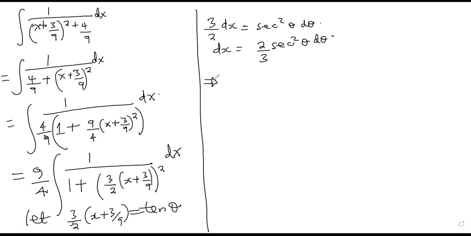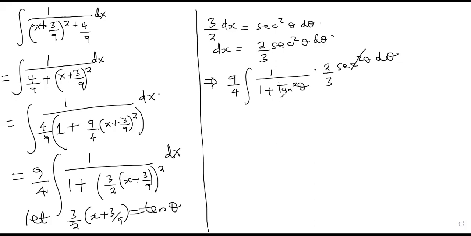Then you substitute all of them here. So you'll have 9 over 4 integral of 1 over 1 plus, if this is tan theta, then when squared it becomes tan squared theta, times dx, which is 2/3 of sec squared theta d theta. Sec squared theta cancels with 1 plus tan squared theta because they are the same, implying that this is going to be 18 over 12, okay?